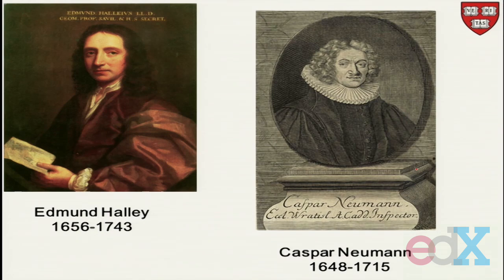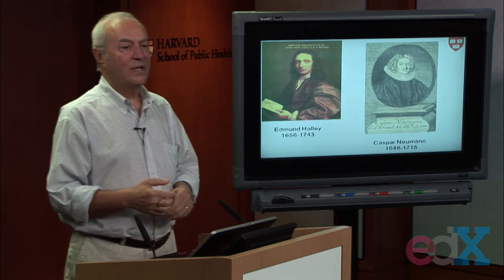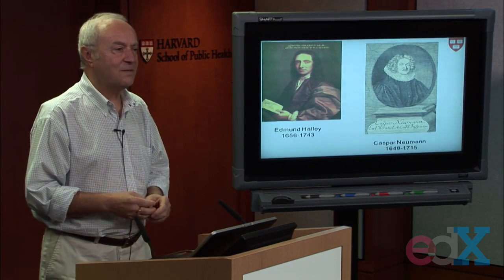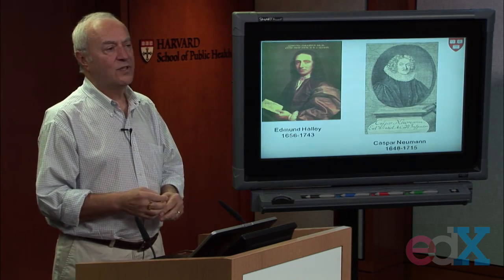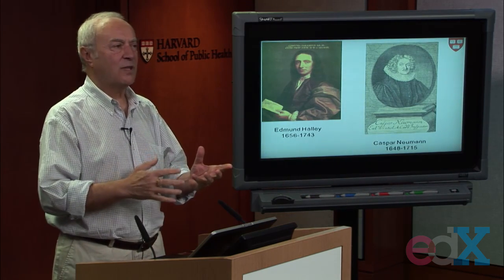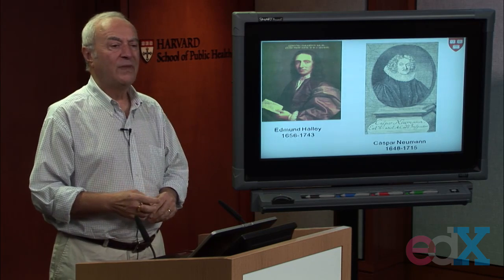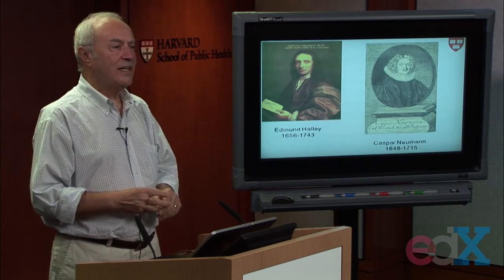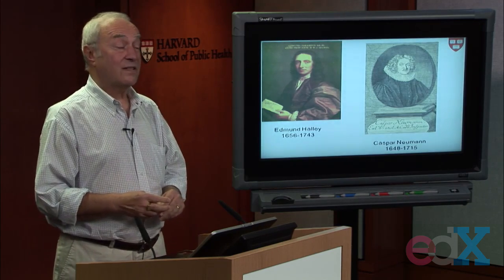Now, Neumann was way ahead of his time. He had collected 5 years of mortality data from the town of Breslau, where he lived, which I think at that time was part of Germany, now it's part of Poland. What he was interested in was, as I said, way ahead of his time, first of all, in collecting data on people, and secondly, in testing a hypothesis.